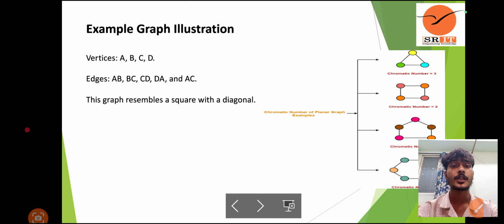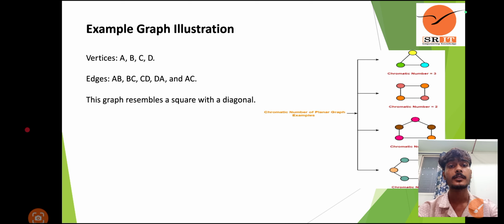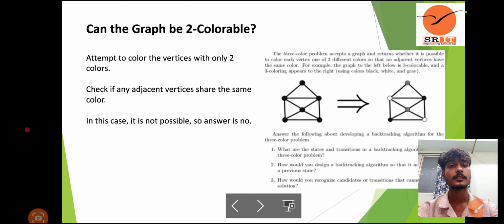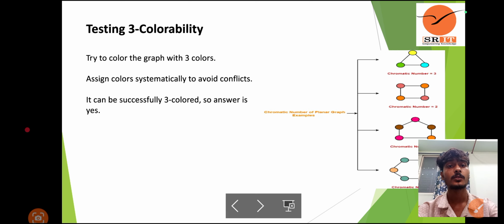Example graph illustration. Vertices A, B, C, D. Edges AB, BC, CD, DA, and AC. This graph resembles a square with a diagonal. Can the graph be two colorable? Attempt to color vertices with only two colors. Check if any adjacent vertices share the same color. In this case, it is not possible, so the answer is no.